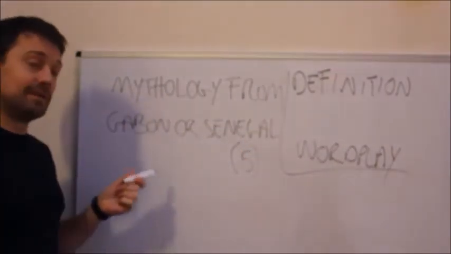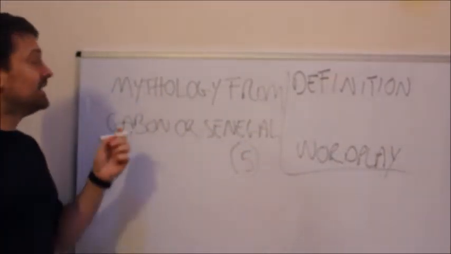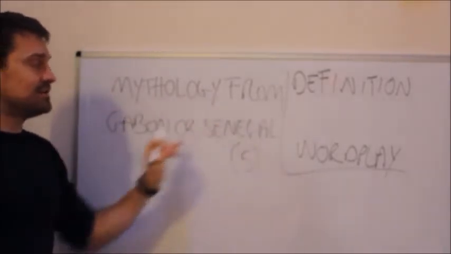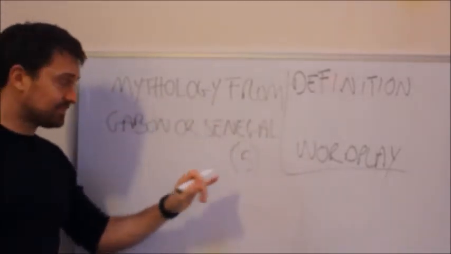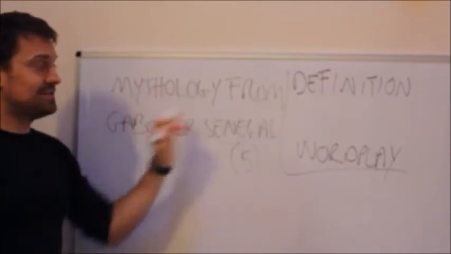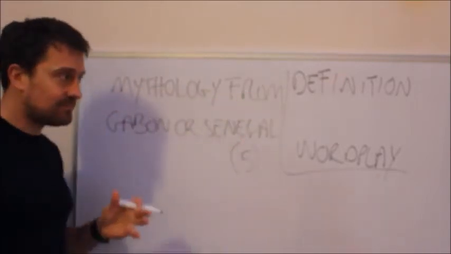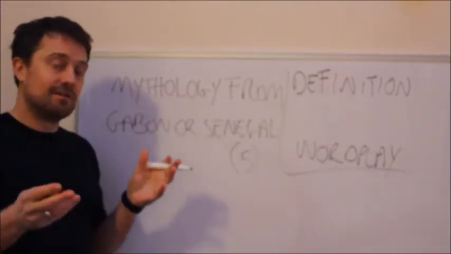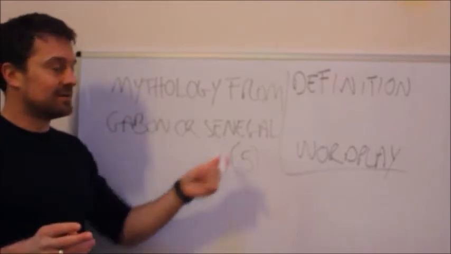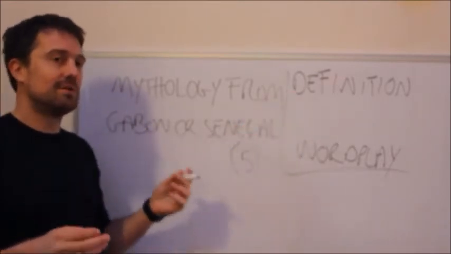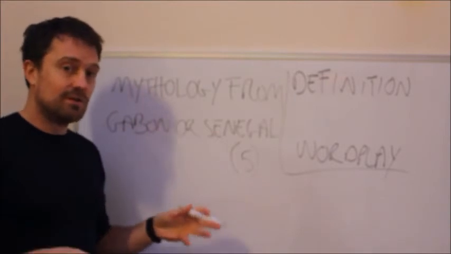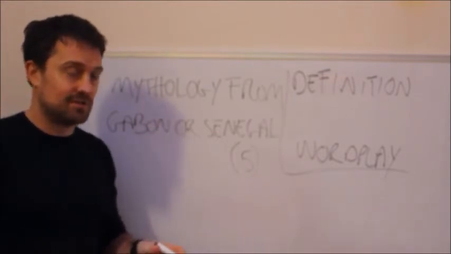Now that says, I know my handwriting's probably hard to read, that says mythology from Gabon or Senegal. 5 letters, mythology from Gabon or Senegal. So, your first step is to think about your definition. What is it going to mean? What is the word that you're looking for to put into the crossword grid?